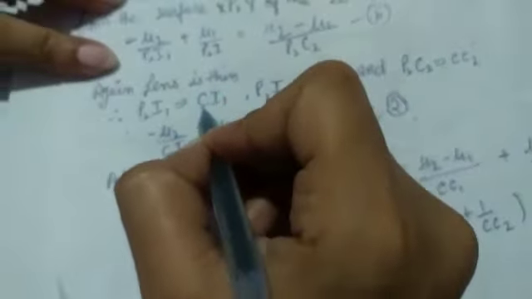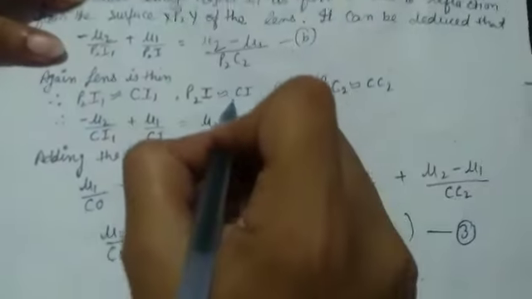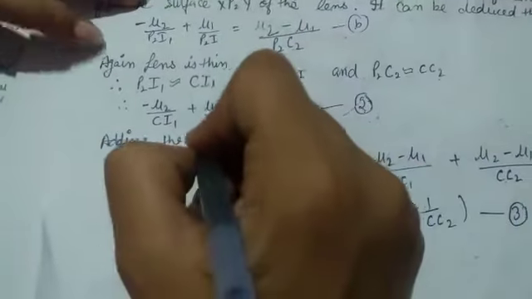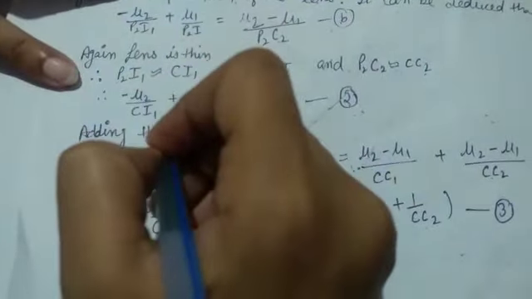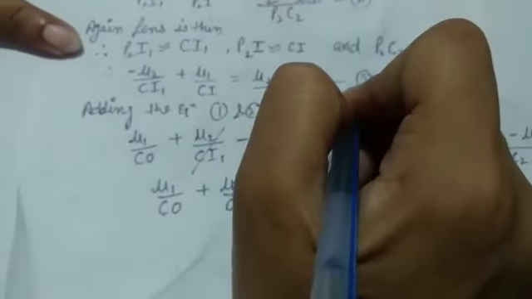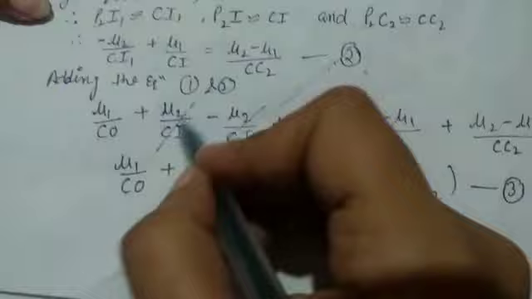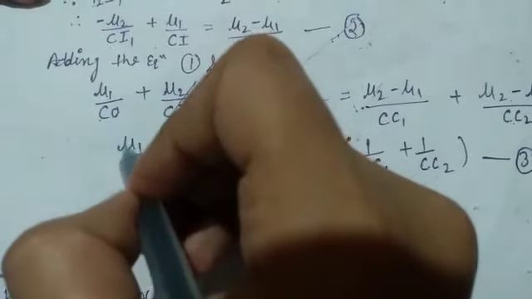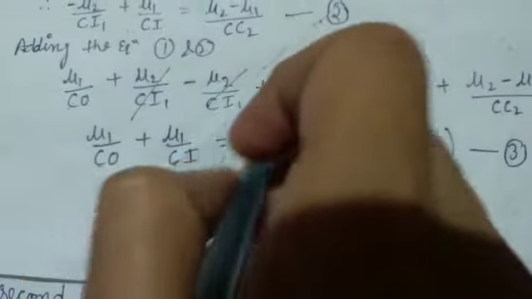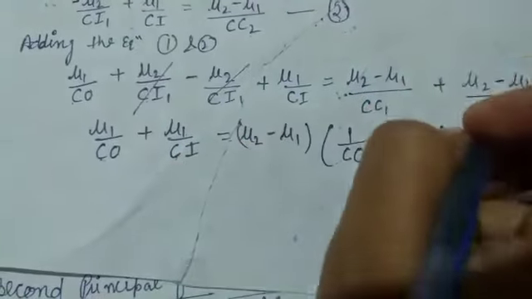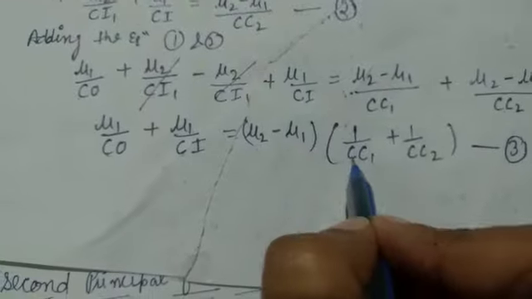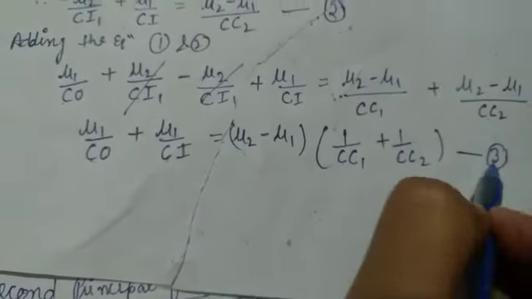So again, the lens is so thin, therefore P2I1 is approximately equal to CI1, P2I is approximately equal to CI, and P2C2 is approximately equal to CC2. So these values are put in equation b, and equation b becomes this. Now add the first and second equations. When we add these equations, these terms cancel, and the remaining terms are μ1 upon CO plus μ1 upon CI equals μ2 minus μ1 times 1 upon CC1 plus 1 upon CC2, and give it number 3.